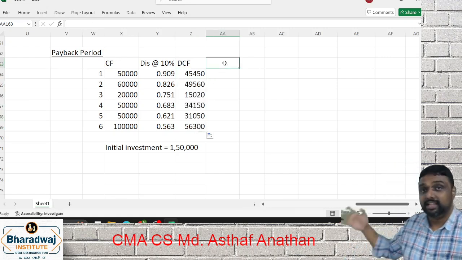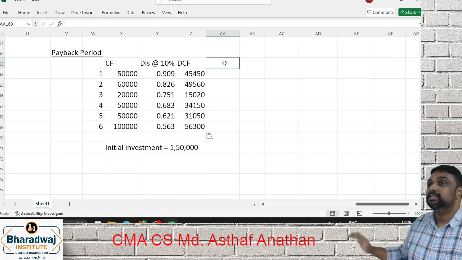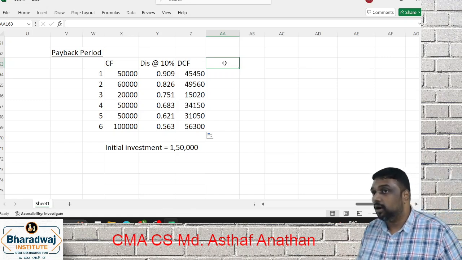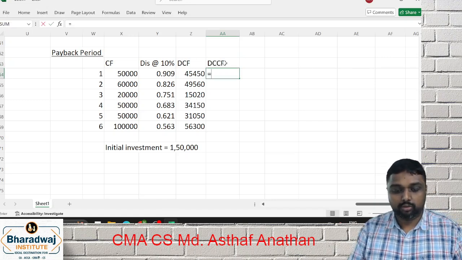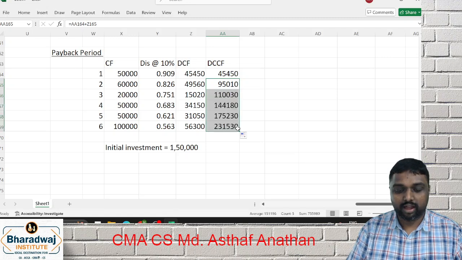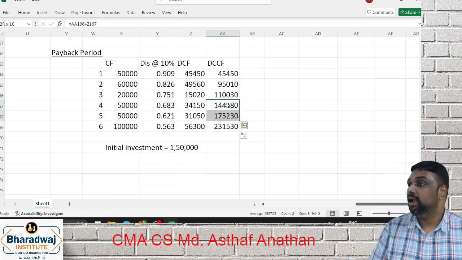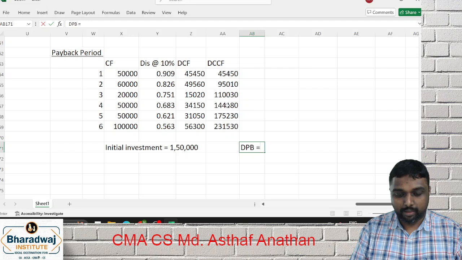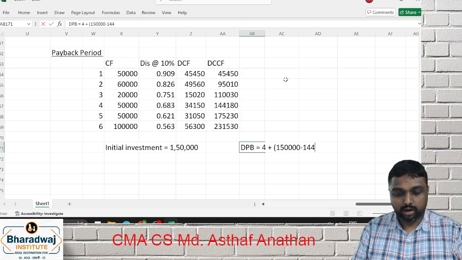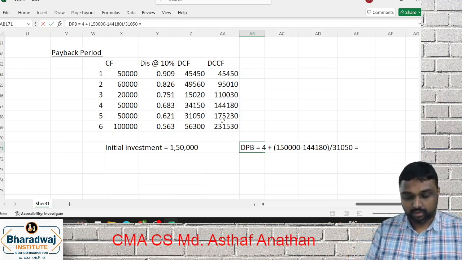Now, whether it is discounted payback or payback, the step is the same. You have to go for cumulative. So discounted cumulative cash flow. Hope you are able to recall. See, 1 lakh 50 is covered between the 4th and 5th year. So your discounted payback period will be 4 plus: you want to get to 1 lakh 50, you are getting 1 lakh 40, so 180 divided by 3105. How interesting.